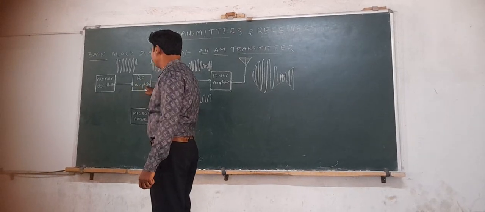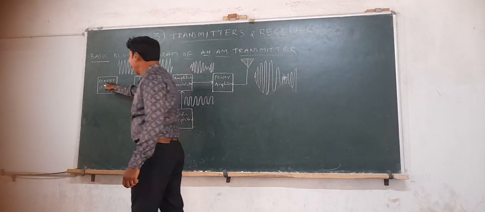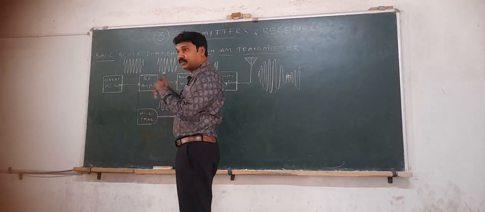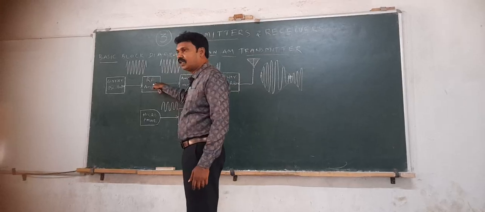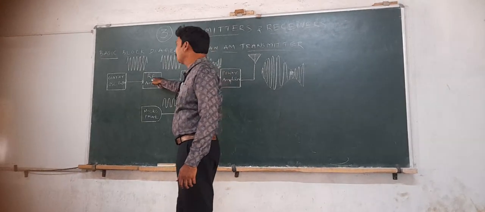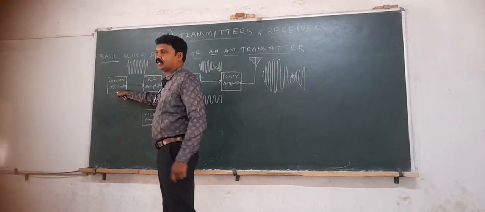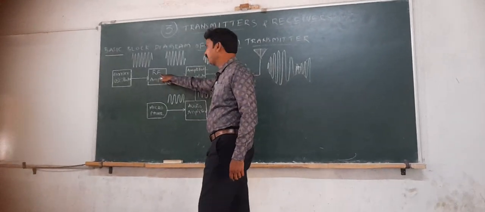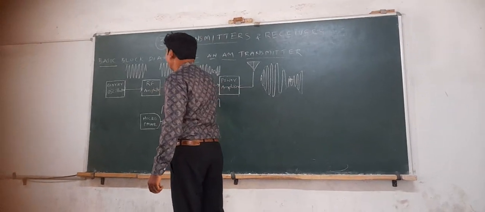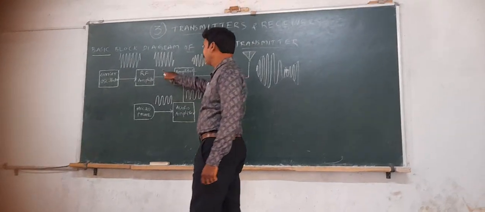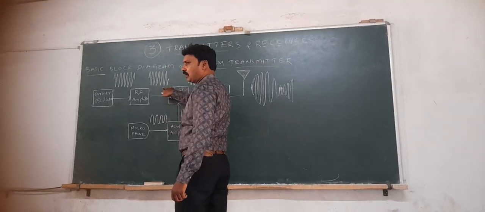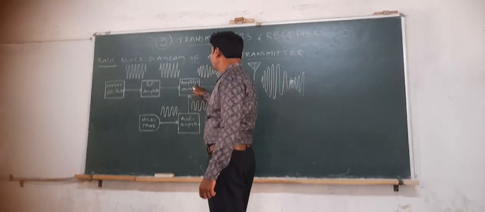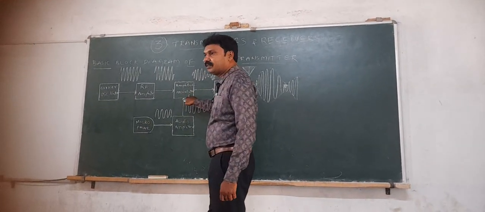Then this RF amplifier, by taking the input from the carrier oscillator, again produces the carrier along with the radio frequency. It is simply the carrier wave output of the oscillator. Now the radio frequency amplifier produces as output the carrier wave along with the radio frequency. The output of the RF amplifier is then applied to the amplitude modulator.